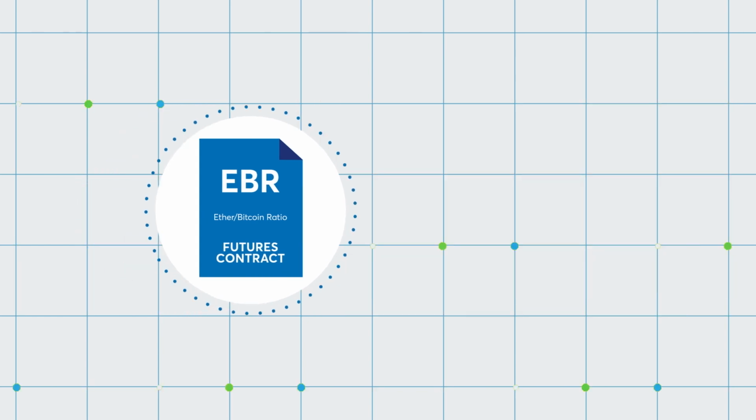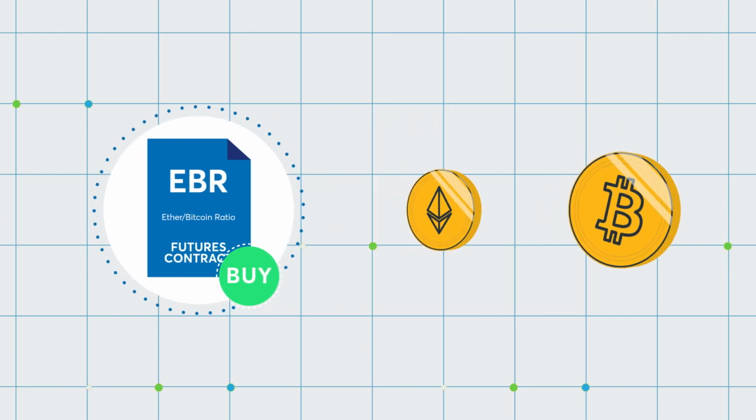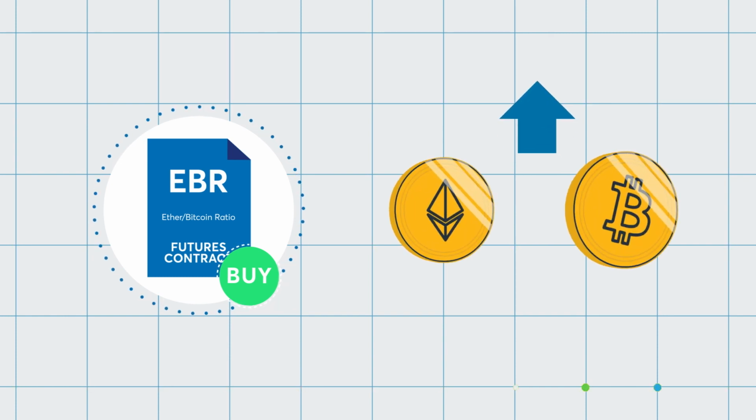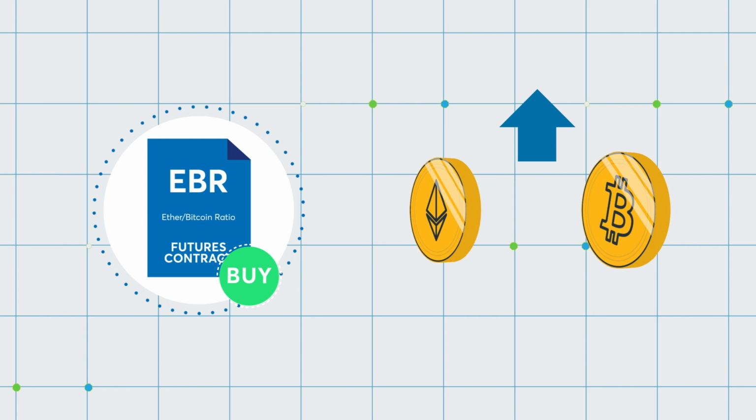Ether Bitcoin ratio futures provide an efficient and seamless way to trade the relationship without the risk of price slippage. The quoting convention for Ether Bitcoin ratio futures is the number of Bitcoin needed to buy one Ether. A market participant who buys the ratio is anticipating that the ratio may increase, implying that the price of Ether will outperform the price of Bitcoin.